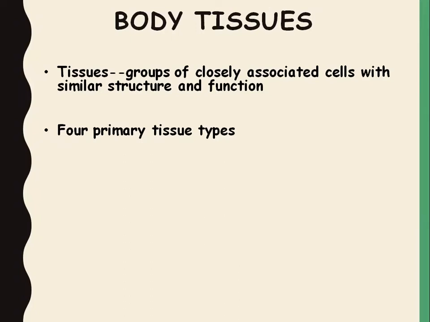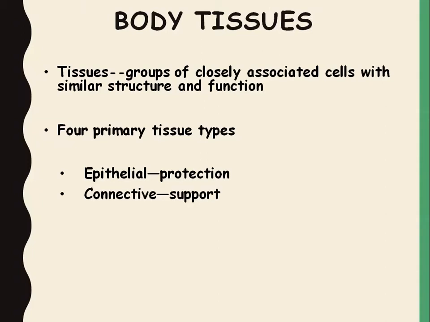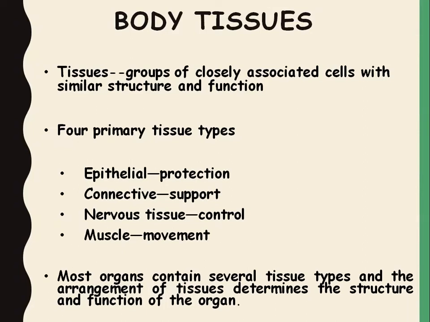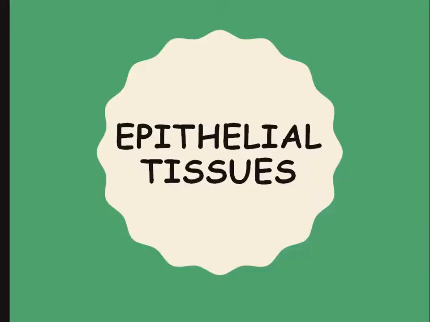Next one is body tissue. Tissues are groups of closely associated cells with similar structure and function. Four primary tissue types: first one is epithelial, which means protection. Connective, which means support. Nervous tissue, which means control. And muscle, which means movement. Most organs contain several tissue types, and the arrangement of tissue determines the structure and function of the organ.